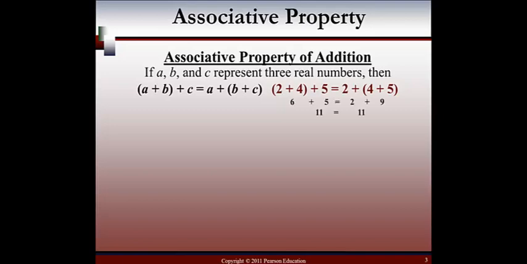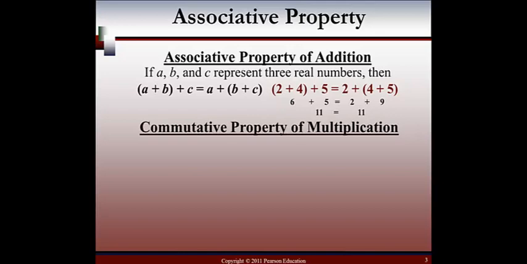So let's see how this works out. On the left-hand side, if we do order of operations first, we have to do the parentheses. So we have to take the 2 plus 4, which will give us 6. Then we have the plus 5, and that'll give us 11. On the right-hand side, we have to do the parentheses first. So 4 plus 5 is 9. Then we add our 2, and that equals 11. So we get 11 on both sides, and that shows you that the associative property of addition works.